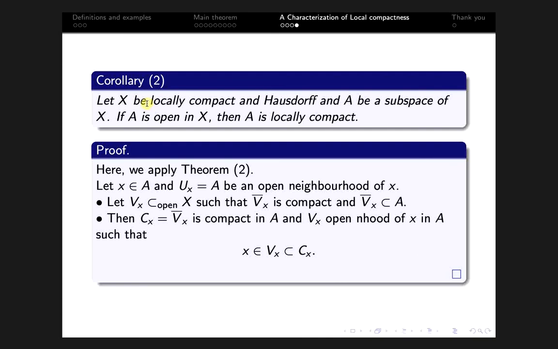Basically here we apply theorem 2. So here the statement is exactly the same, except we have replaced closed by open. It says that let X be locally compact and Hausdorff, and A be a subspace of X. If A is open in X, then A is locally compact. So we have to prove A is locally compact. Our assumption is the following: X locally compact Hausdorff, A a subspace of X and A is open in X, then we show that A is locally compact.